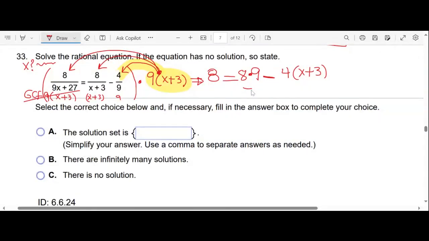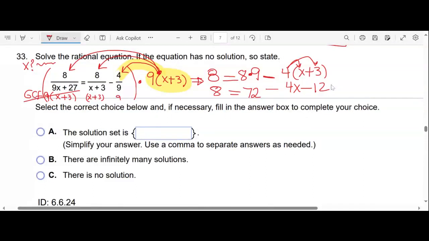Do you remember your multiplication table? 8 times 9 is how much? 72. Very good. You're smart. Do you remember your multiplication table? 3 times 4? Yes. 4x plus 12.